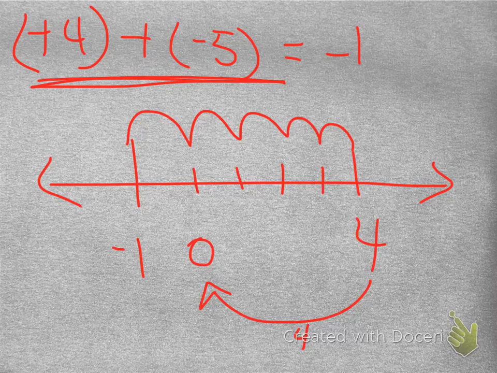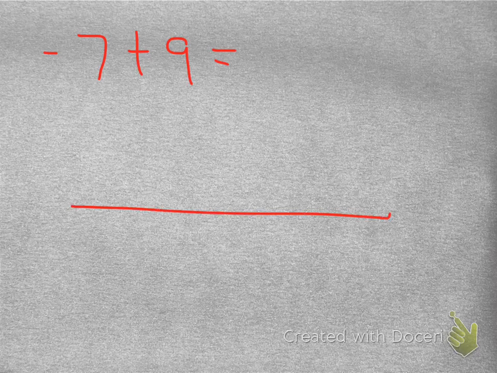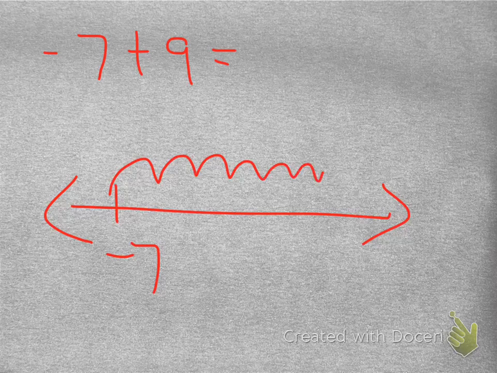Let's do another example and see if we can figure it out. If I had negative 7 plus 9, this time I'm at negative 7, and I go forward 9. So it'd be 2. How did you figure that out? I just added what it would, like, subtracted it. Right. Just subtract what it says to add and add what it says to subtract.